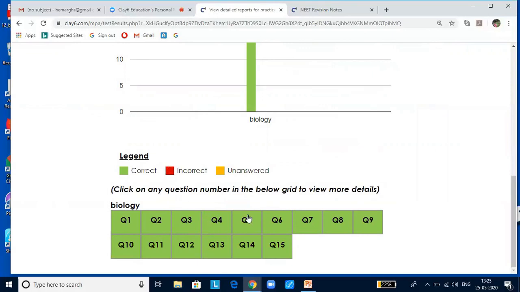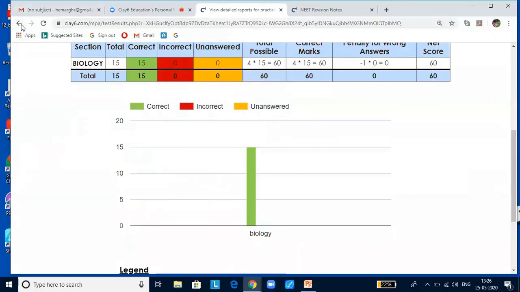When I go and click there, I will see my answer and the correct answer will be displayed, and there will be an explanation. If there is a yellow mark, that means you have not answered. Since it is negative marking, if you are not sure of the answer, you had better leave it. Otherwise, 1 mark will be subtracted from your total score. So, with this, we complete today's class.